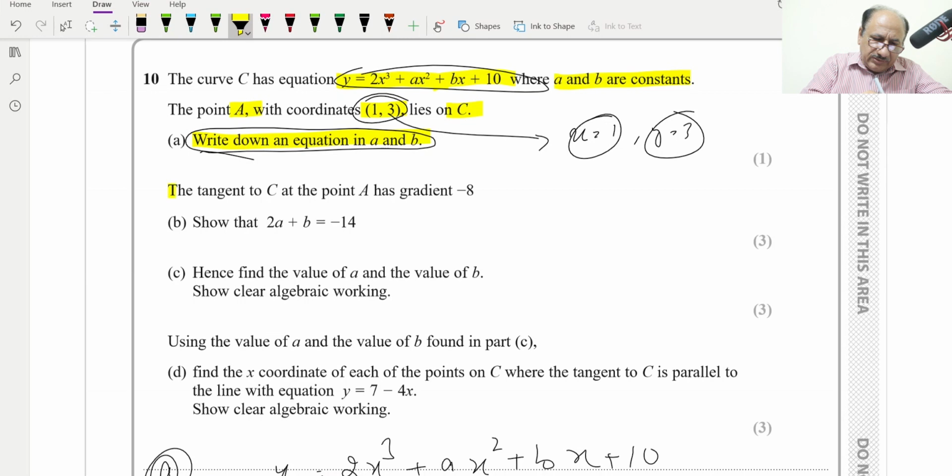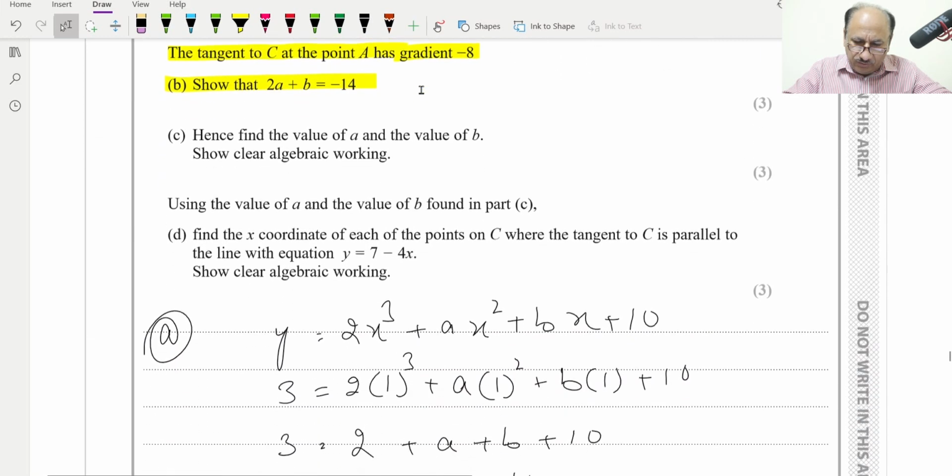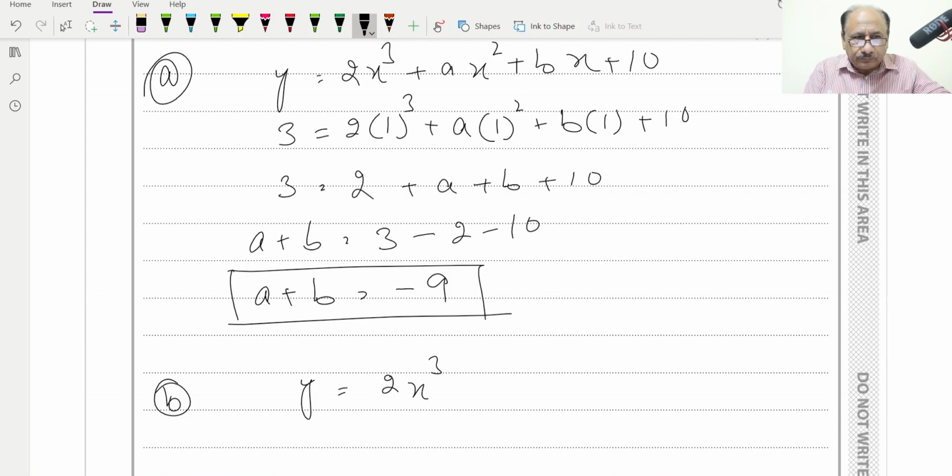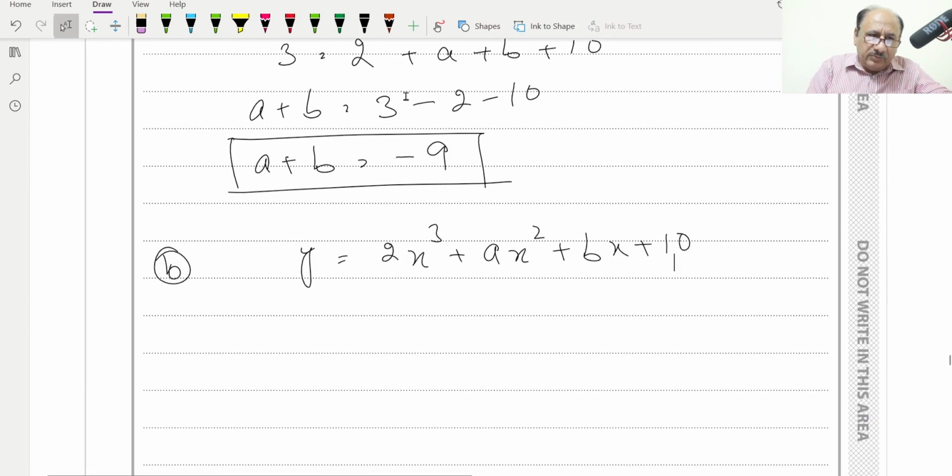The second part says the tangent to C at point A has a gradient of minus 8. Show that 2a plus b is equal to minus 14. For the gradient we use the first order derivative, so we will find the first order derivative of the given equation. For part b, writing the equation first: y = 2x³ + ax² + bx + 10. This is our given equation, which we can differentiate.